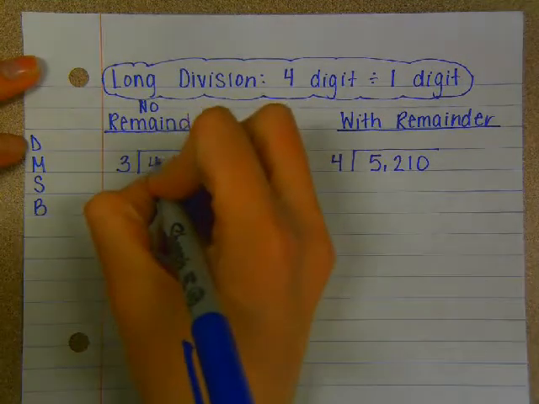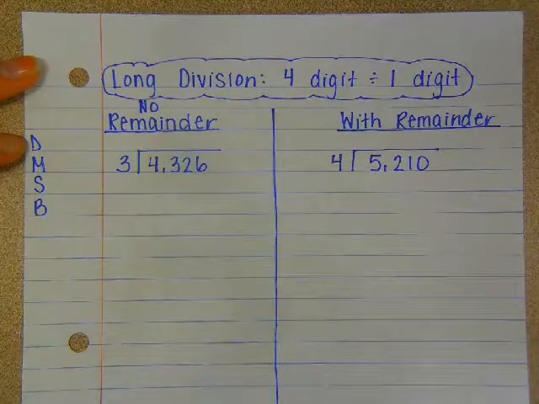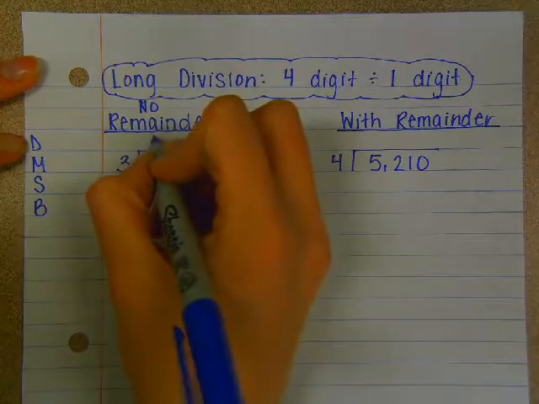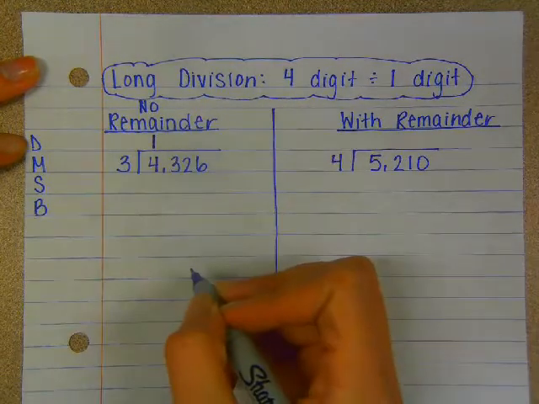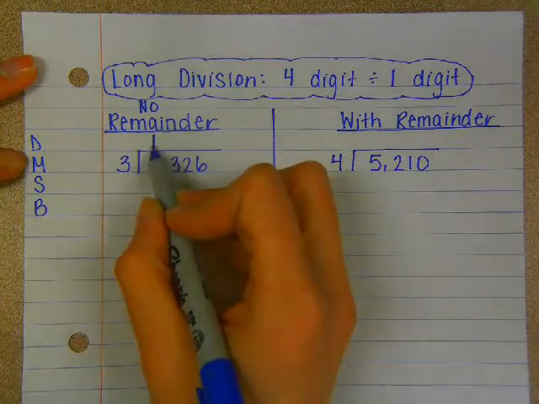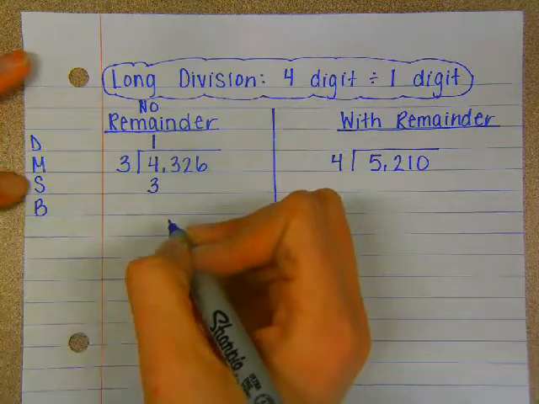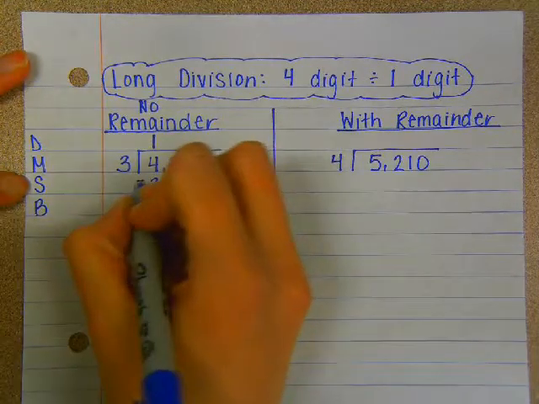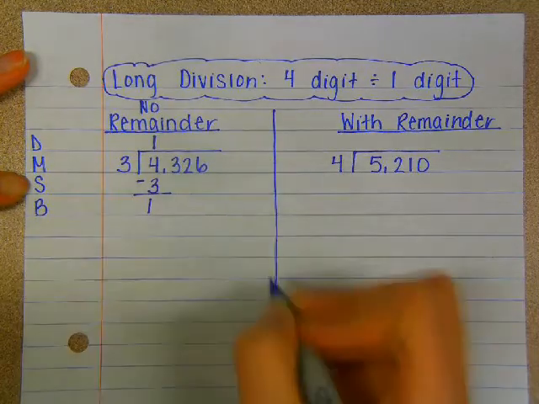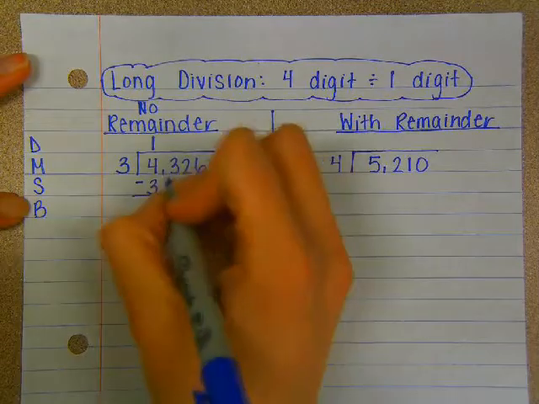So I'm going to start with the first problem that will have no remainder, and my first step is divide. So I need to ask myself, how many times can 3 go into 4 without going over? I know that 3 can go into 4 one time without going over. So then I multiply 3 times 1, which equals 3. Then I'm going to subtract 4 minus 3, which equals 1. My next step is to bring down the next digit, which is the 3.